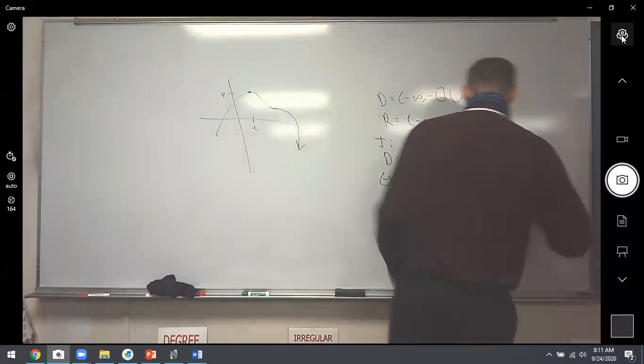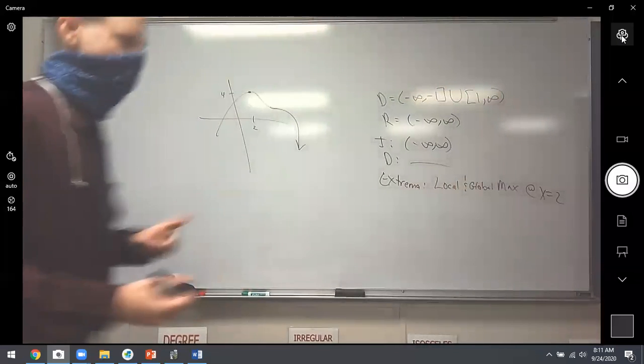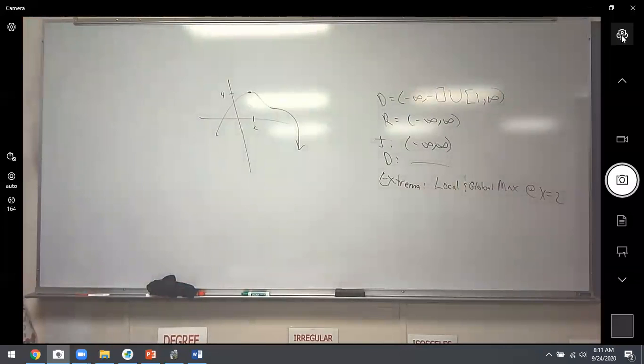So it's a lot to write for the slot that says extrema. You've got to tell me if it's local, if it's global, if it's a min, or if it's a max, and where it is. So read the directions very carefully on that.